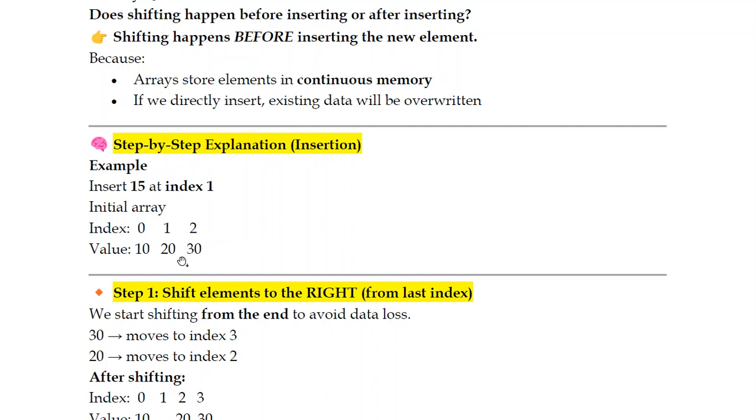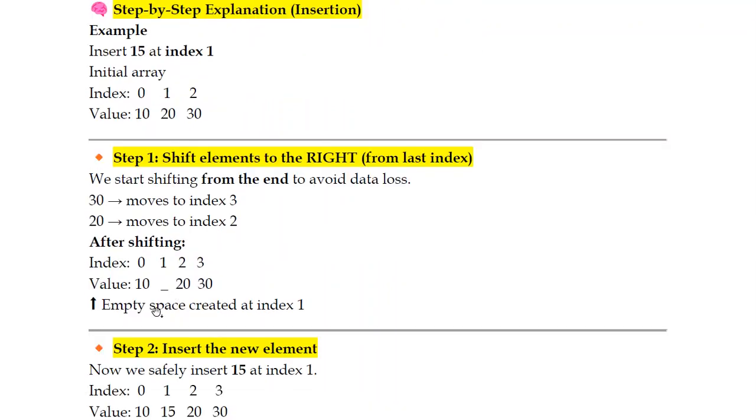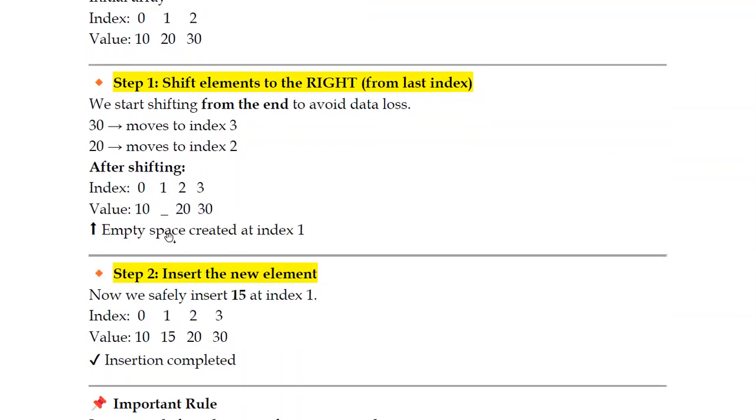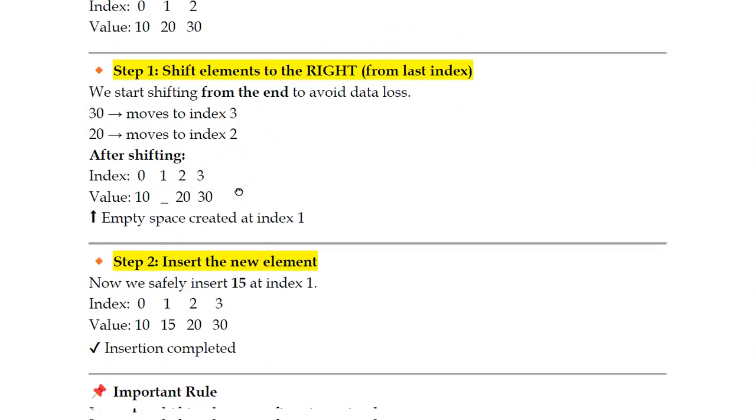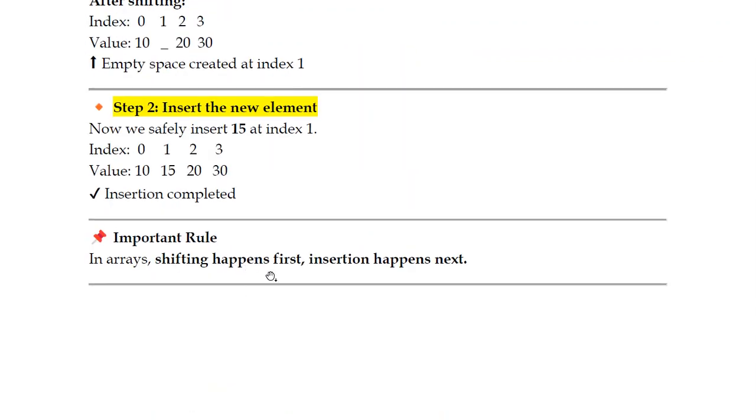30 should move to the third index, 20 should move to the second index, and index 1 should be blank. This is the area I'm showing here. In this first index empty area, 15 is placed. Before that, the shifting operation will be performed. So the important rule: shifting happens first, insertion happens next.